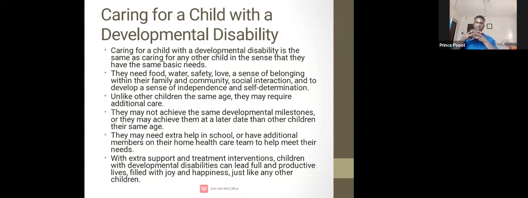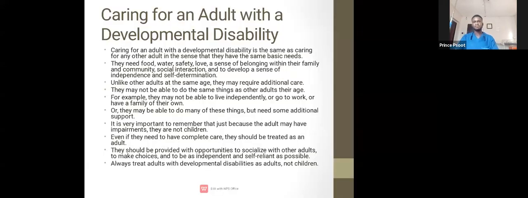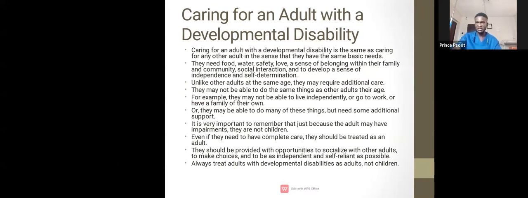They have emotions too. In fact, they even need more care than a random person who goes around his daily activities, performing activities of daily living. But since they can't perform activities of daily living, they tend to need not just more, but even special care, extra support, extra treatment, extra interventions. That's what they deserve. So that is caring for children with developmental disability.